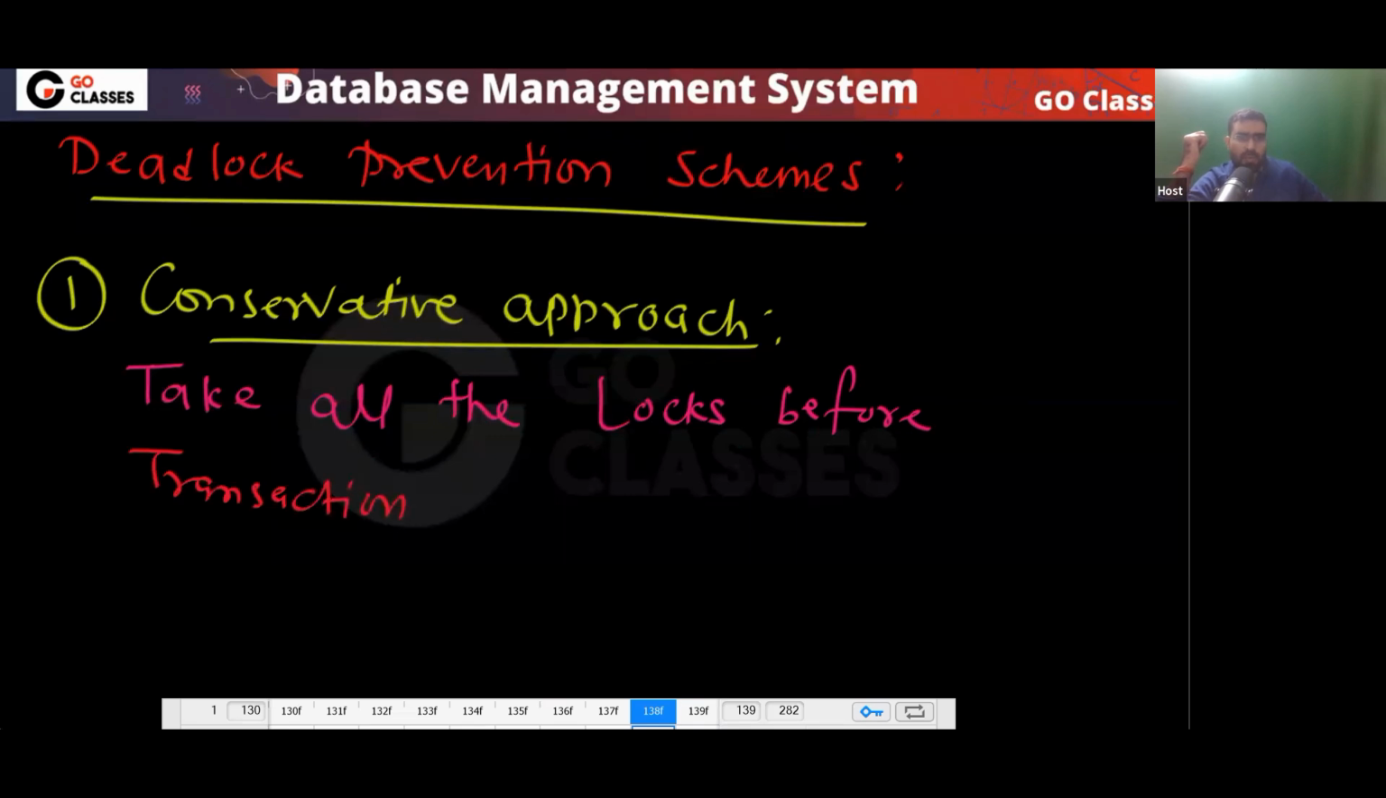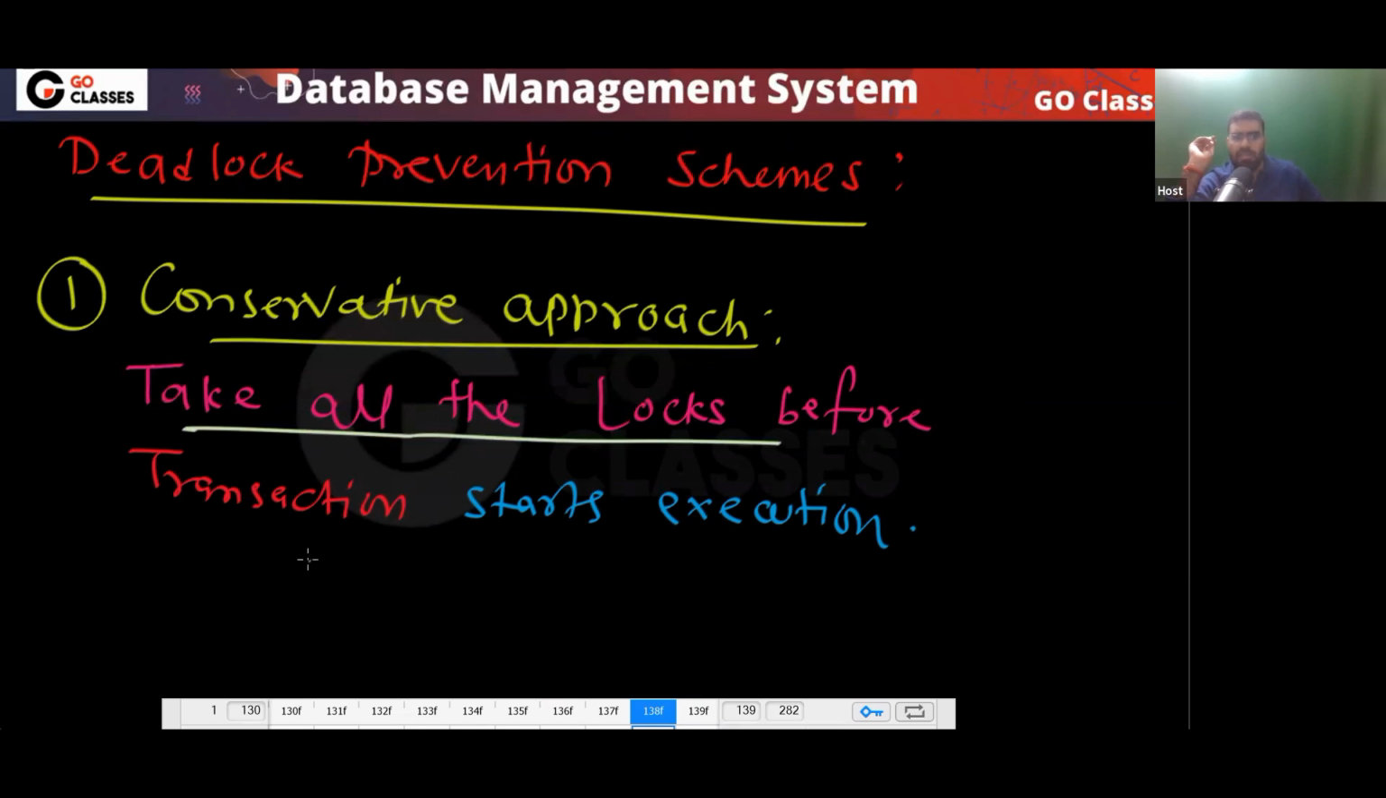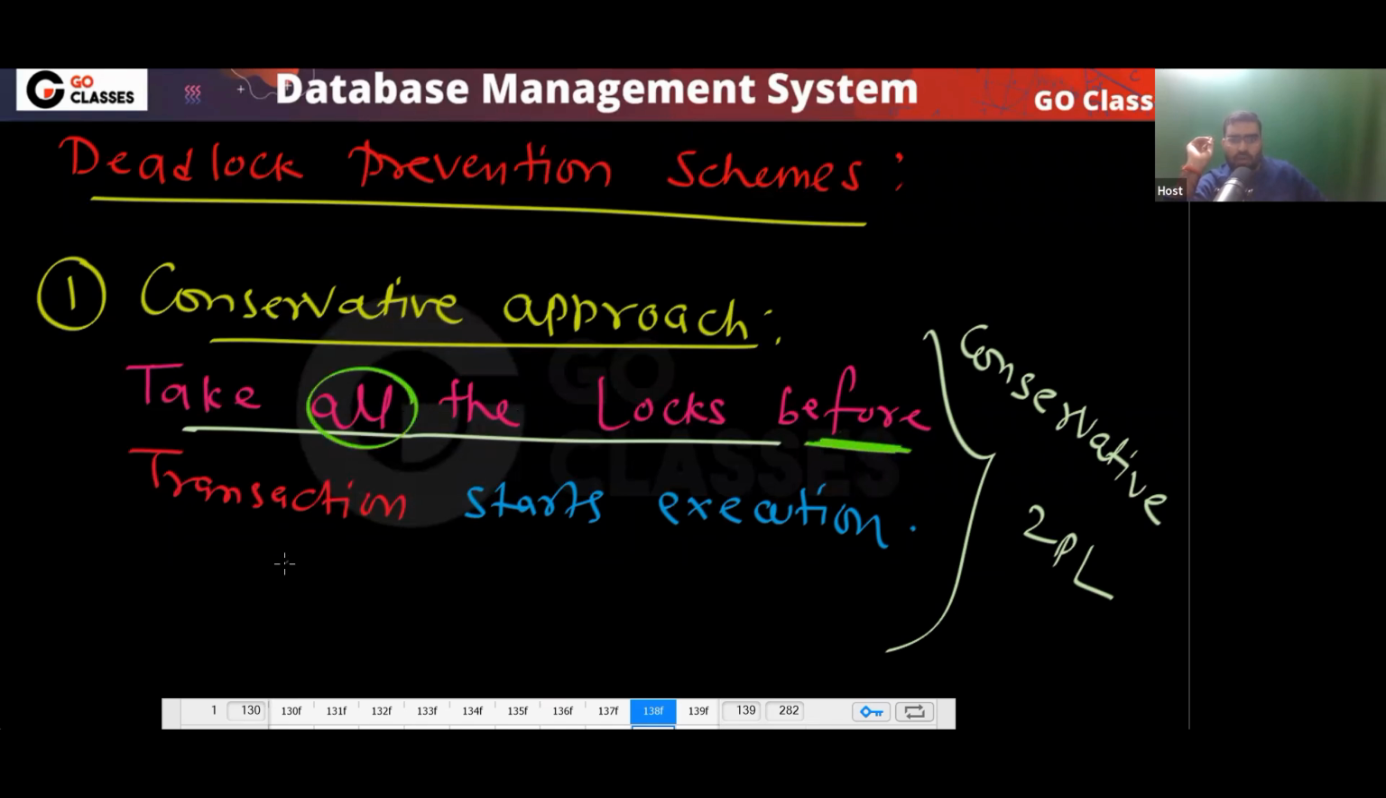This is a deadlock prevention scheme. You have also seen this in the operating system, so I will not go into the detail. If you take all the locks before the transaction starts execution, this is called conservative 2PL. Another name of this is conservative 2PL. So in conservative 2PL, you take each and every lock before the transaction starts.